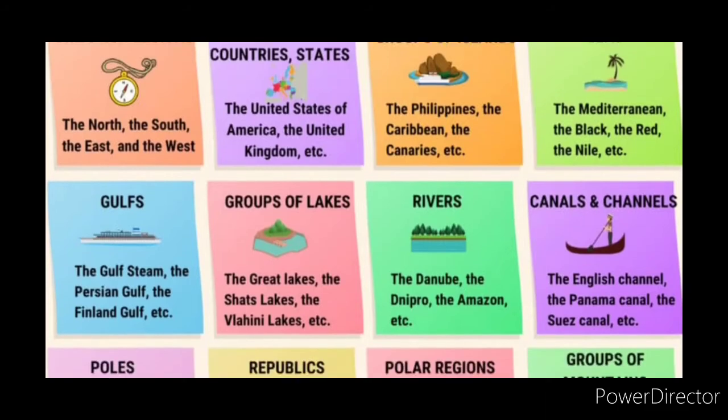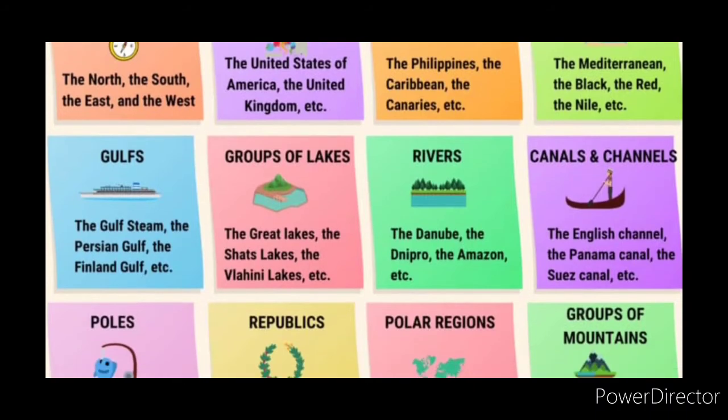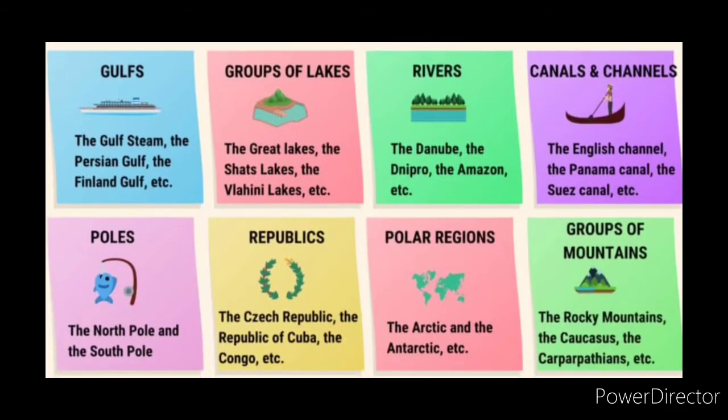Next, canals and channels. For example, the English Channel, the Panama Canal, the Suez Canal. So in front of the canals we need to use the definite article "the," children. Then poles: the North Pole, the South Pole. For mentioning the poles we need to use the definite article "the." So in front of the poles we need to use the article, children.